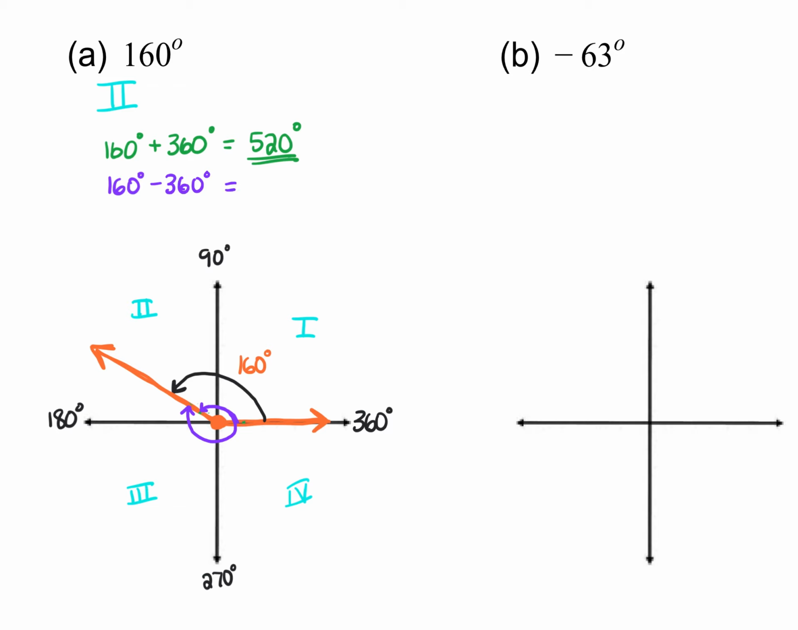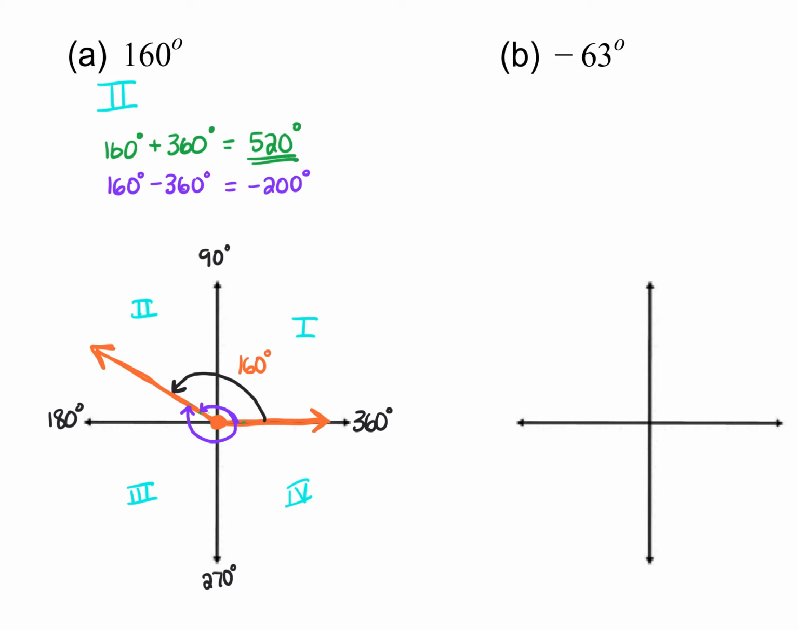And that's going to give me negative 200 degrees. Now, mathematically, what you can see is that to find any coterminal angle, I can either add 360 or I can subtract 360. Visually, it might look a little bit different.